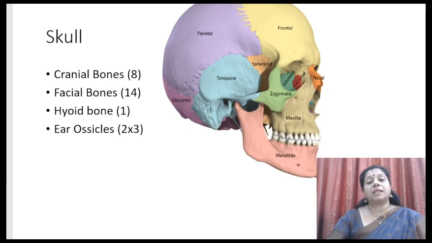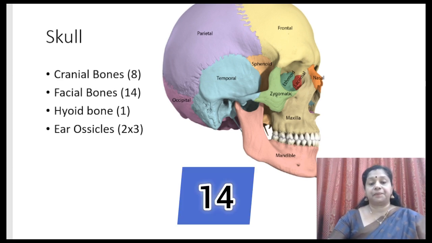The cranial bones are frontal, parietal, temporal and occipital. Each has two, so 4 into 2, 8. So which are the cranial bones of the skull? Frontal, parietal, temporal and occipital. They form the cranial bones of the skull, 8 in number. Now facial bones, we don't have to learn the names in detail. They are 14 in number.